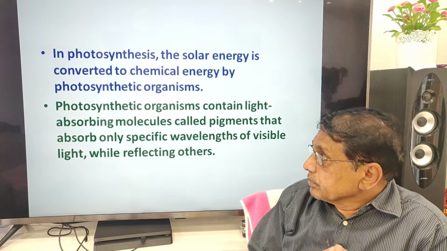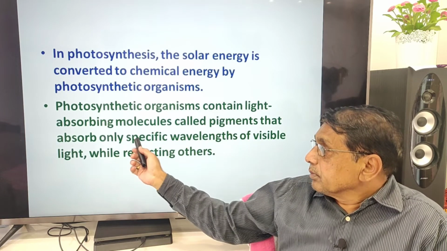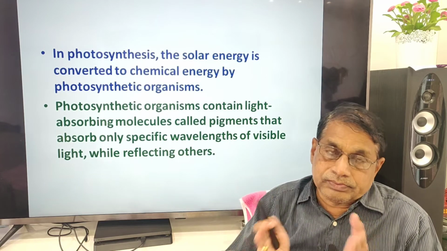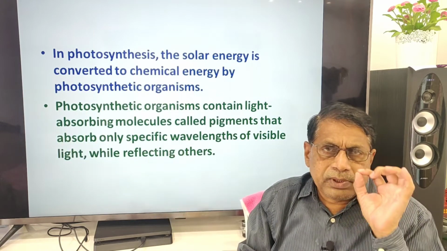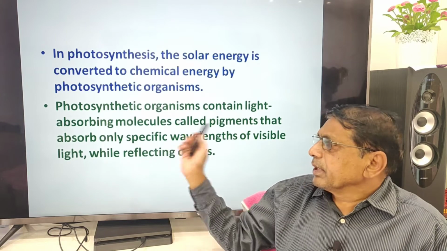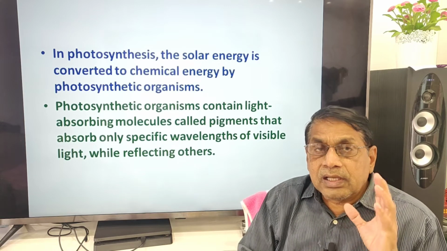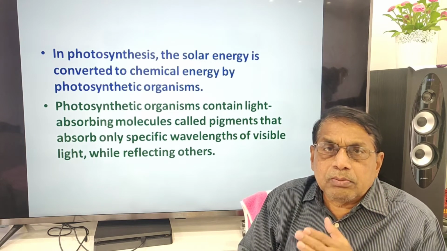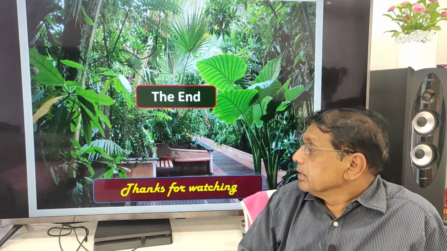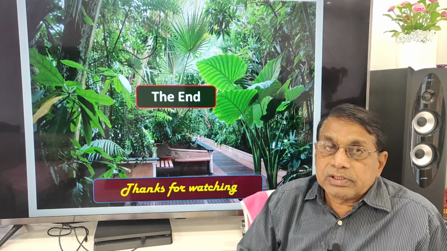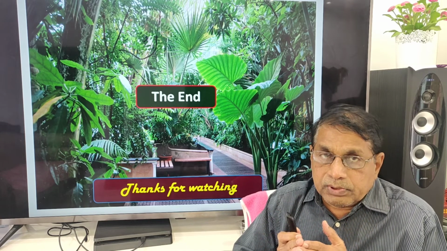Photosynthetic organisms contain light-absorbing molecules called pigments that absorb only specific wavelengths, not all. Specific regions in the spectrum, within visible light, while reflecting others. For example, the red-blue region. Others are reflected. They don't need them. They use the visible light for photosynthetic purposes.